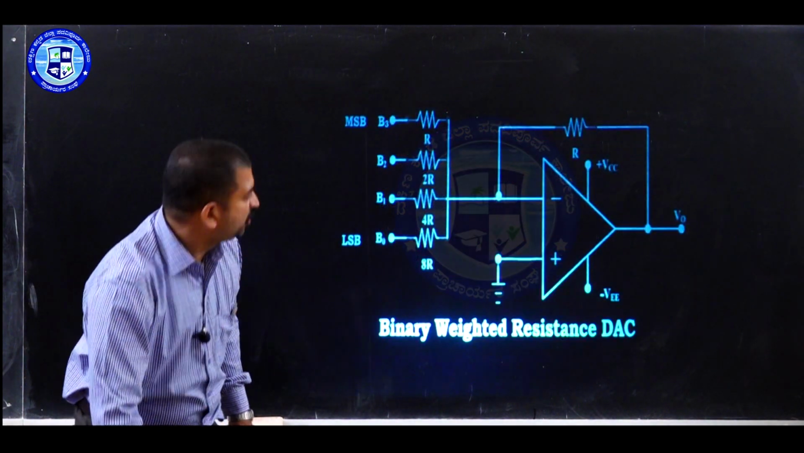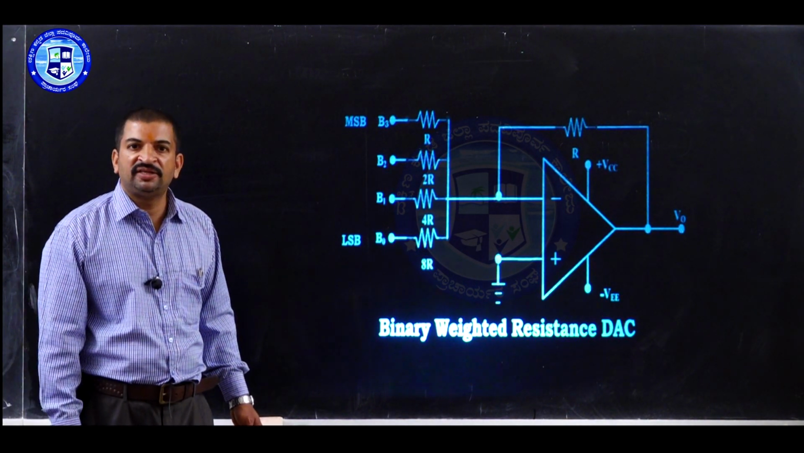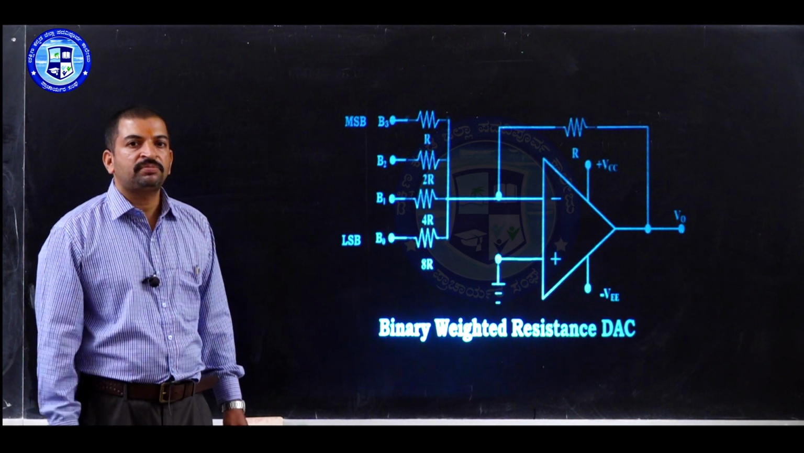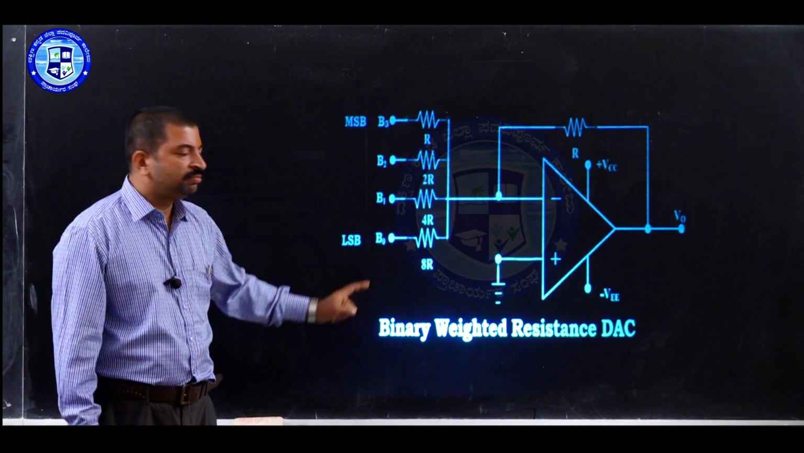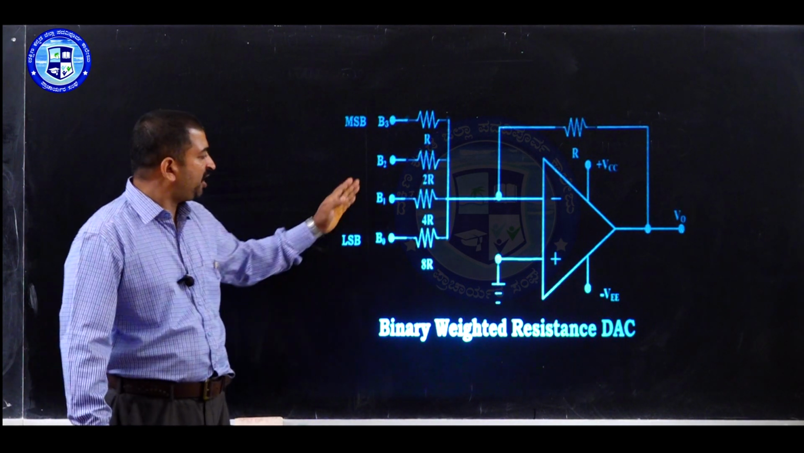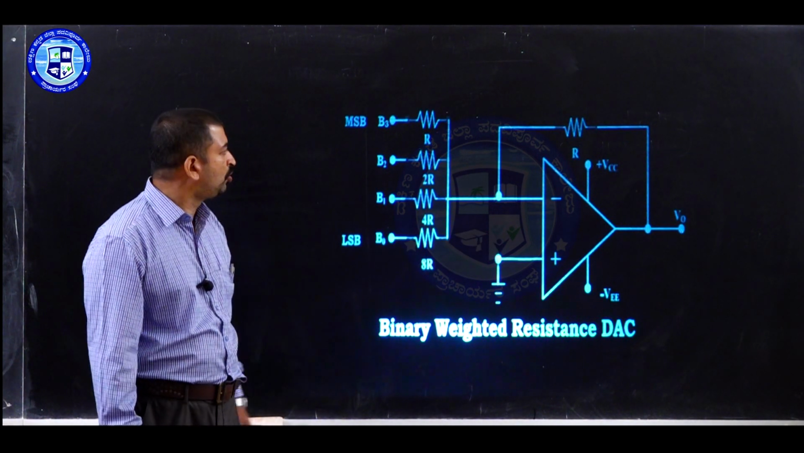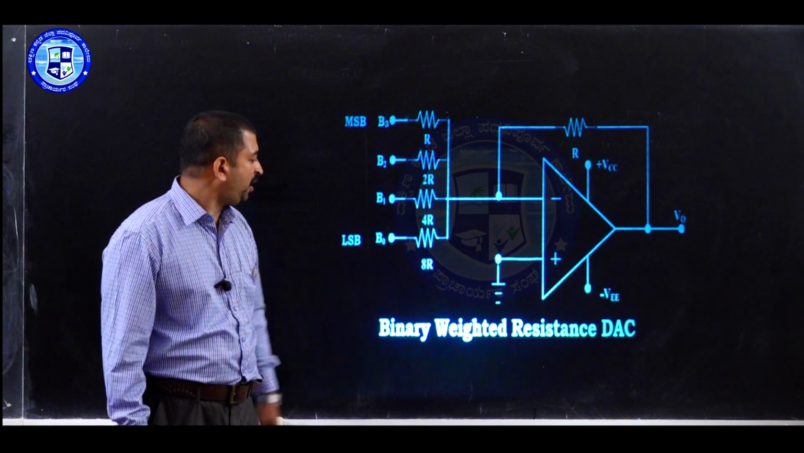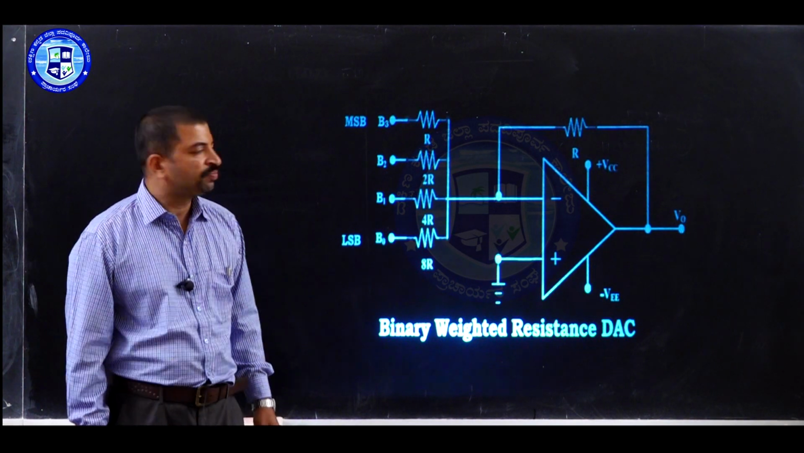Let us study the circuit diagram of the op-amp binary weighted resistance DAC. It is actually a summing amplifier. There are 4 inputs here, B0, B1, B2 and B3. These binary inputs are applied to the inverting terminal of the op-amp through the resistors R, 2R, 4R and 8R. There are total 4 input resistors.